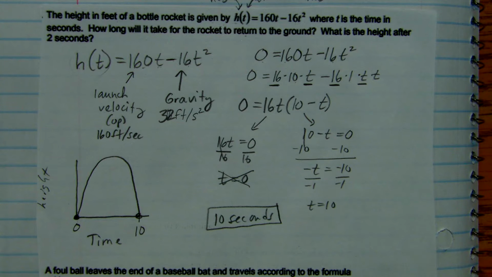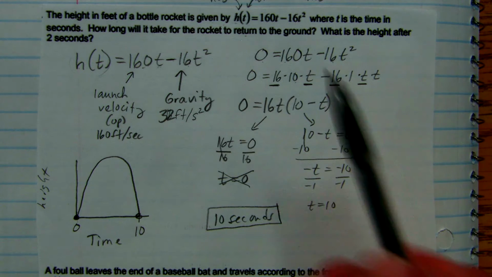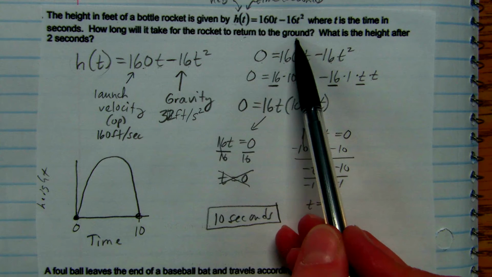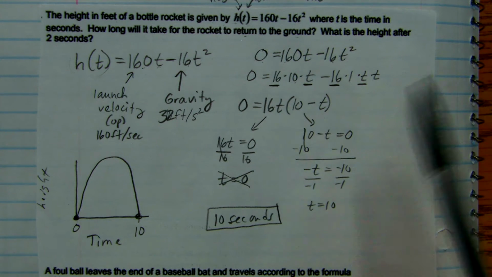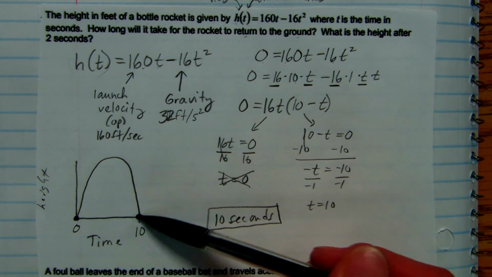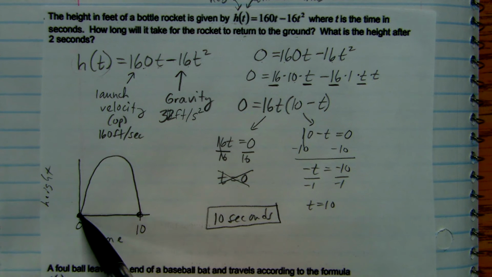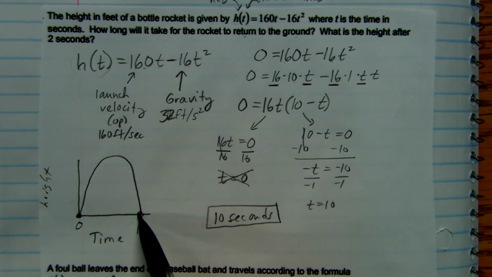Okay, and then let's see what else they ask us. So there's another question. That was the first question. How long will it take for the rocket to return to the ground? We solved that. And when we did it, it showed us both times that it was actually on the ground, which makes sense. But we can throw out the one that we don't need. We already knew it started on the ground. We need to know when it's going to end on the ground.